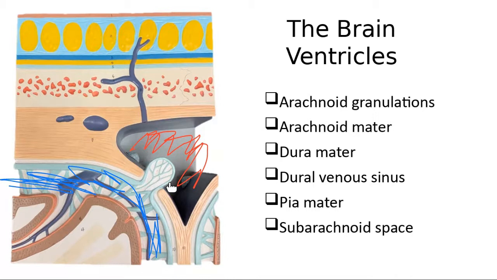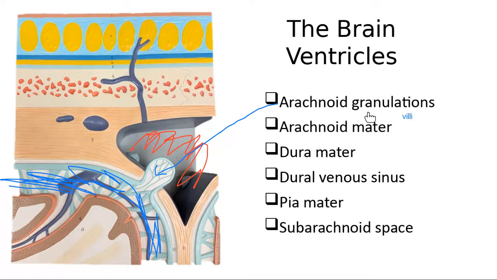See this bump right here? This bump where the arachnoid mater sticks out. This is what we call an arachnoid granulation, or sometimes you'll see these called arachnoid villi. It's the same deal. An arachnoid granulation or an arachnoid villus, that's these balloons that you see here. They're filled with the cerebrospinal fluid that was outside the brain. This is a passageway. When cerebrospinal fluid comes in here, it goes into the dural venous sinus and it goes away from the brain.